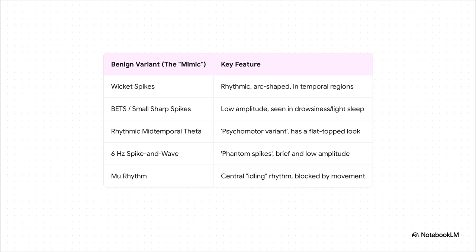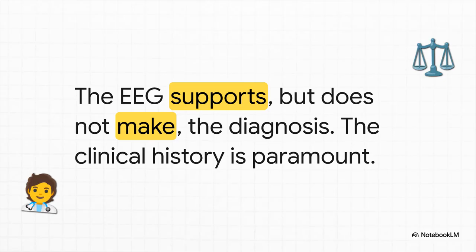And here they are, the usual suspects. This table is your guide to the most common EEG mimics that can trip up even experienced clinicians. Take wicked spikes. They're sharp, rhythmic, and show up in the temporal lobes. I mean, they look for all the world like something bad, but they're completely normal. Same thing for BETS, which stands for benign epileptiform transients of sleep. Knowing about these mimics is what prevents us from overreading a report and putting a patient on medications they don't need. And really, it all just boils down to this single crucial point.